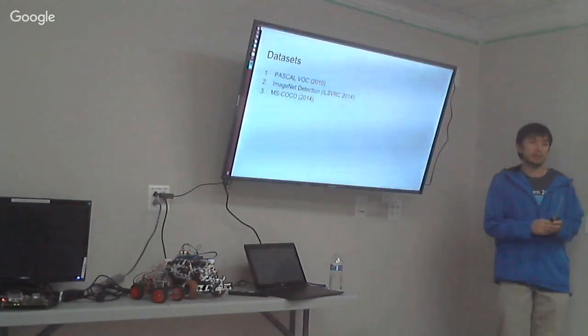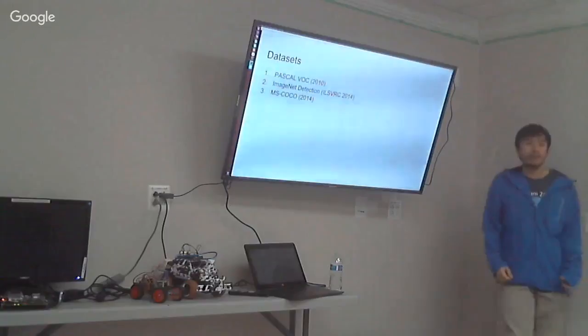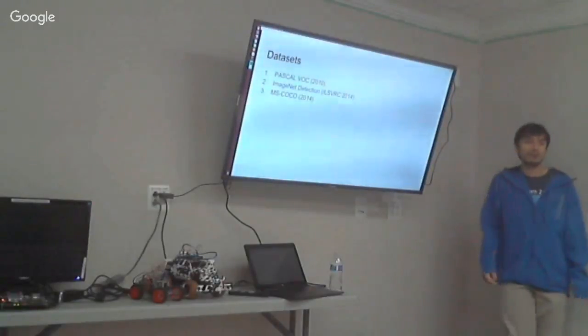But they're fully annotated, so the boxes are drawn. Because the image is one thing, but the value is in the human annotation, right? So yeah, and you need that to train your system.